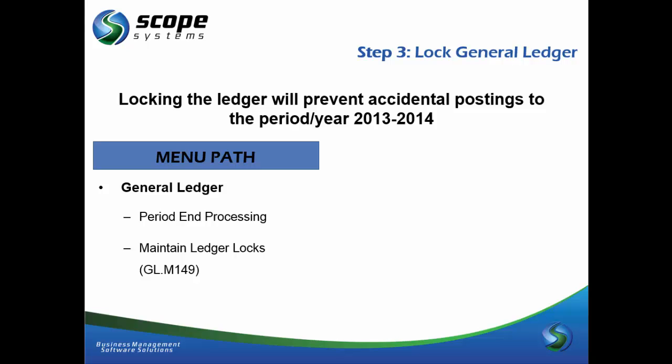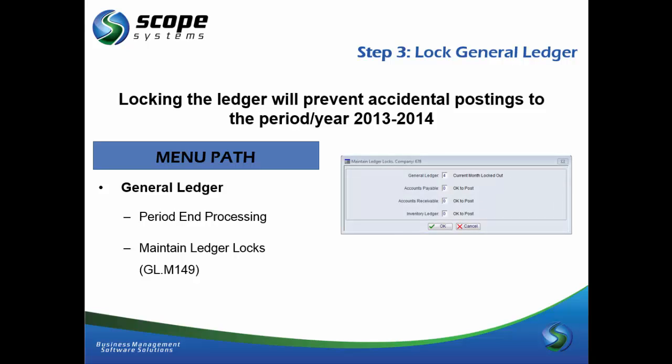Locking the general ledger. The menu path would be general ledger, period end processing, maintain ledger locks. Once again, set the current month period to 4.